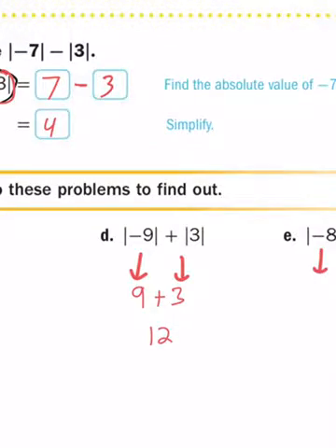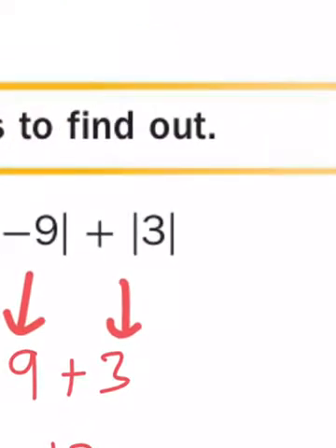Okay, by the way, don't get absolute value mixed up with opposites. Some people say the absolute value of 3 is -3. No. That's opposite. Absolute value is never negative.